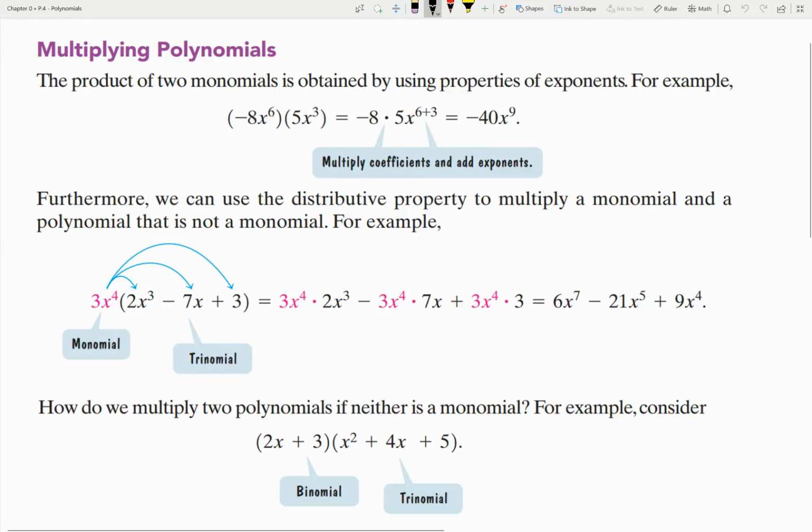So the product of two monomials is obtained by using the properties of exponents, like we did in the previous section. So that means we're going to multiply the numbers, and because they have the same base, we're going to add the exponents together.